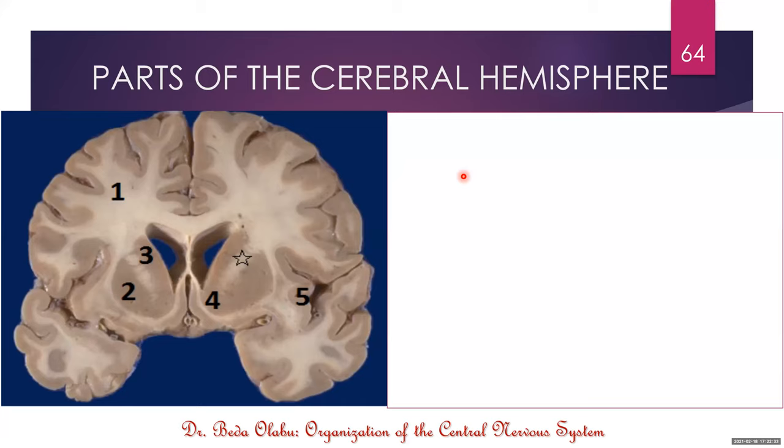Scholar, what's gray matter? A collection of cell bodies. Okay, so we are talking about a collection of cell bodies of neurons at the periphery of the CNS. Who remembers the name we gave to a collection of cell bodies of neurons in the periphery of the central nervous system? Anyone?